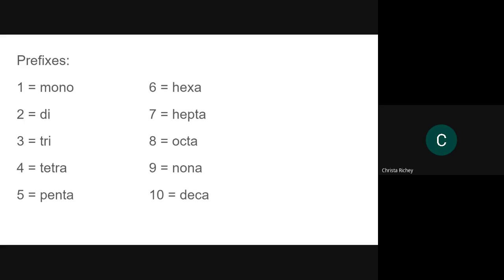6 is hexa, just like hexagons and pentagons. 7 is hepta, not sept. Hepta. 8 is octa, that's one octagon, octopus. 9 is nona, and 10 is deca.